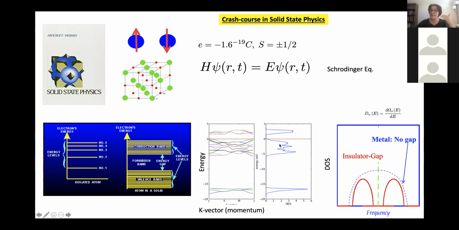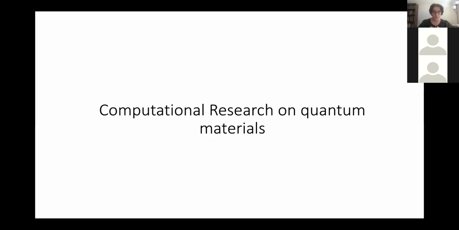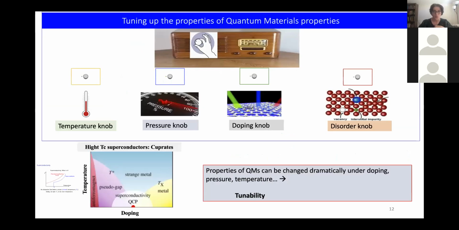And we will have examples of how to run this kind of energy spectrum and density of states calculation later on in our hands-on tutorials. Okay, so how do we do computational research of quantum materials? Well, when we have a quantum material, we want to study its properties. How do we study its properties? We want to see how this material responds to different external parameters, or different external perturbations, or different research knobs.